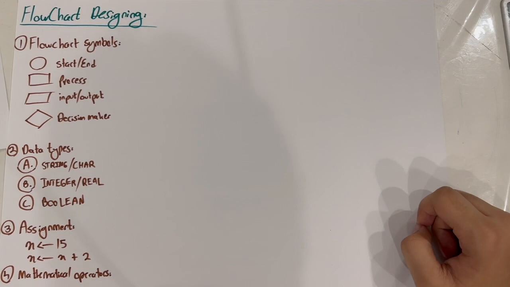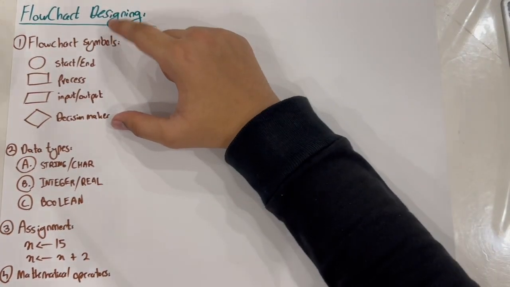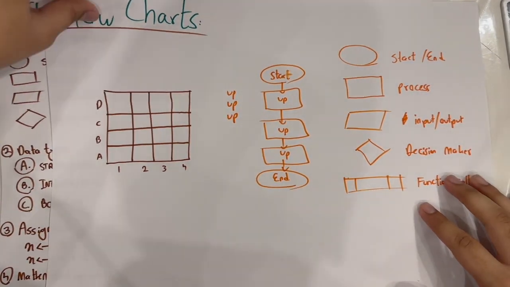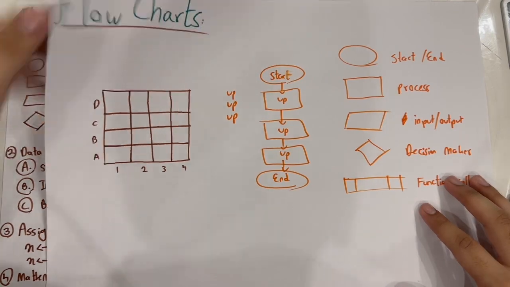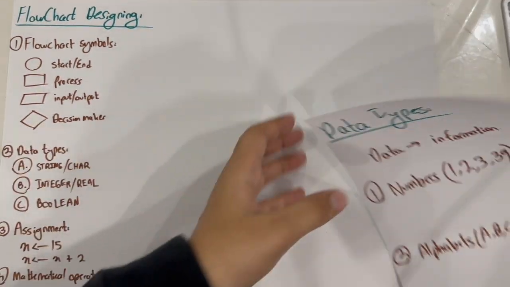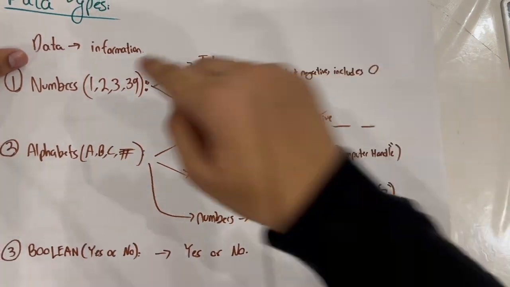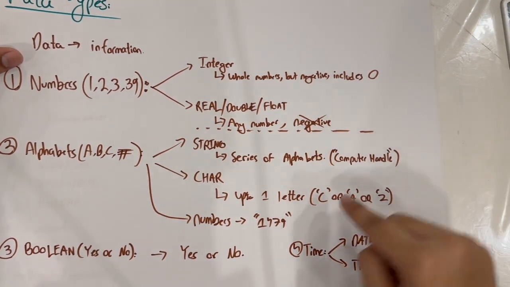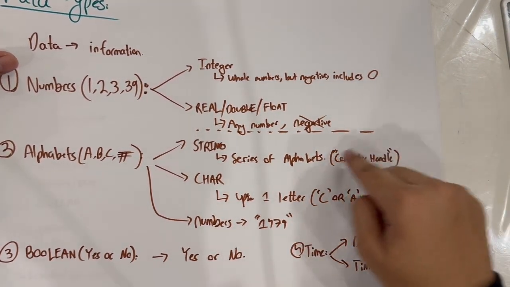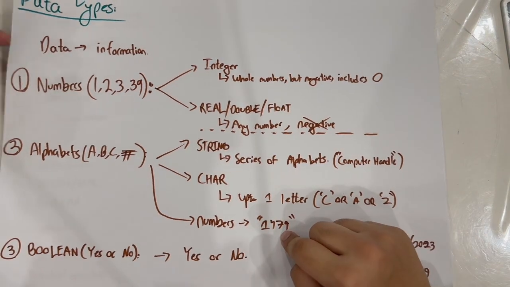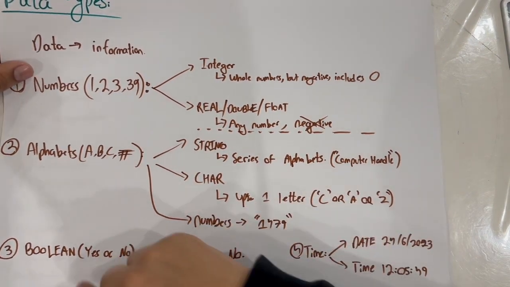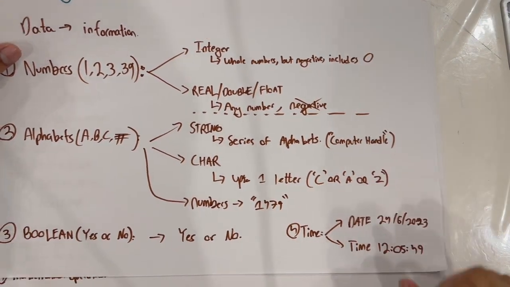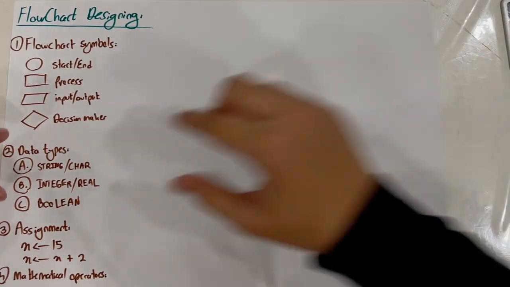So to recap, we started off with the basics of flowchart and we understood the flowchart symbols using this chart right here. Then we started off with data types. Detail is mentioned here that we have numbers, integer, real, alphabets, string, and char, character, single, with single speech marks, here double speech marks, and it can also be numbers but cannot perform mathematical calculations. And then we have a boolean, yes or no, and then of course we have a time, but we aren't going to use the time right now. And these data types are also listed right here.